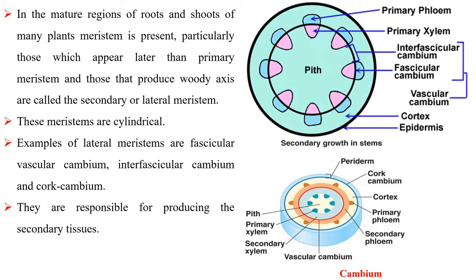In the mature regions of roots and shoots of many plants, meristem is present, particularly those which appear later than primary meristem, and those that produce woody axis are called the secondary or lateral meristems. These meristems are cylindrical. Examples of lateral meristems are fascicular vascular cambium, interfascicular cambium, and cork cambium. They are responsible for producing the secondary tissues.